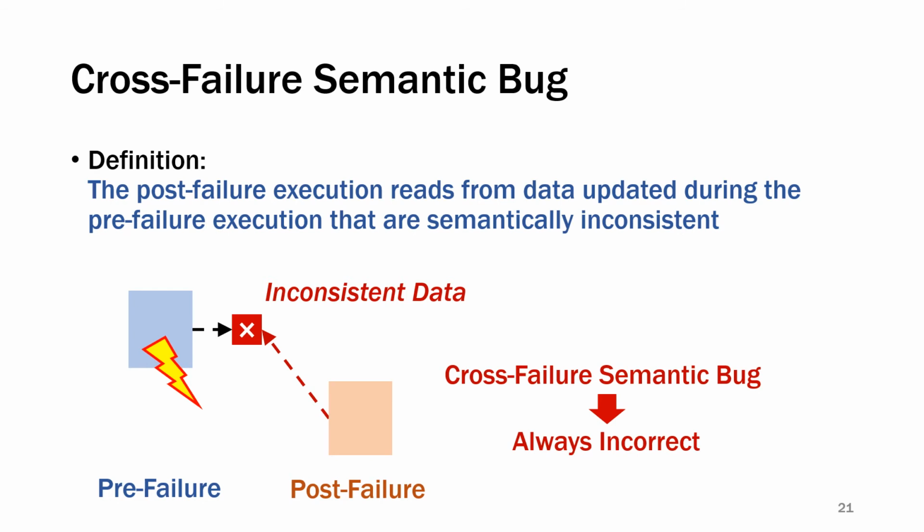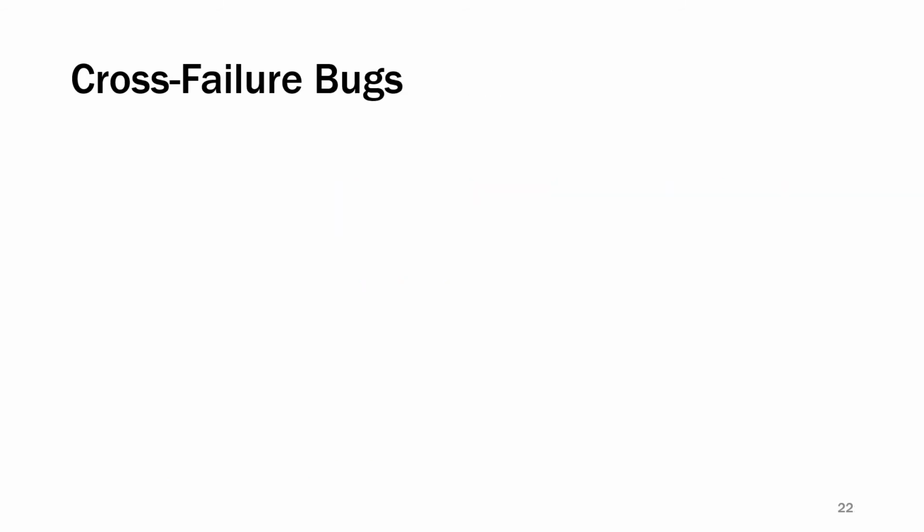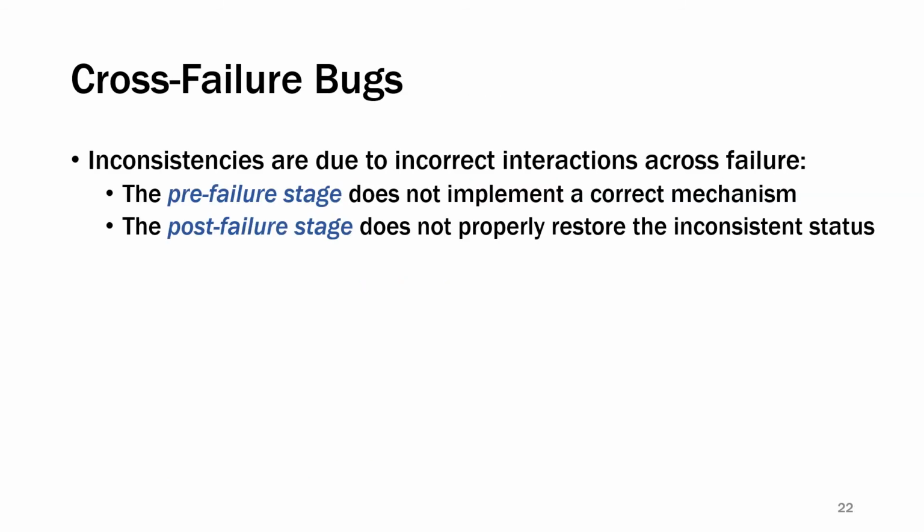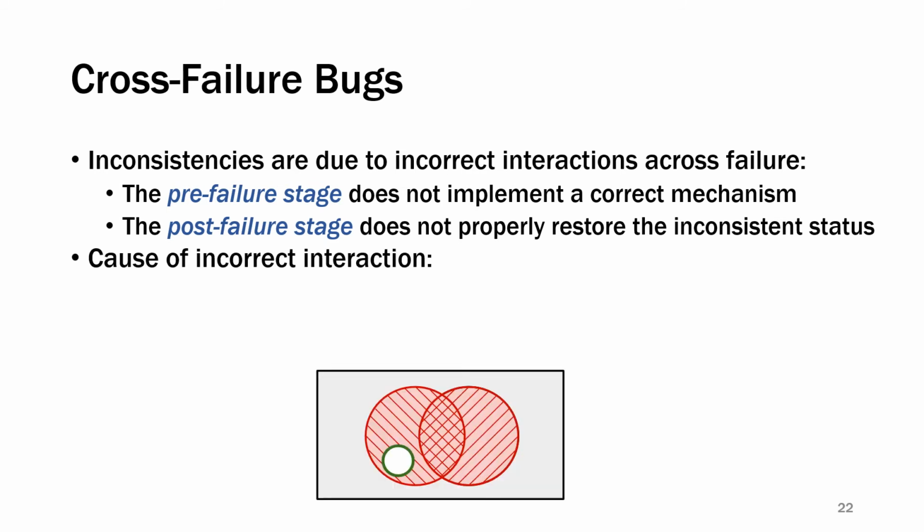For more details about cross-failure semantic bugs and more scenarios that fall into this bug, please refer to our paper. In summary, inconsistencies are due to incorrect interactions across failure. The pre-failure stage may not correctly implement a cross-consistency mechanism, and the post-failure stage may not properly restore the status.